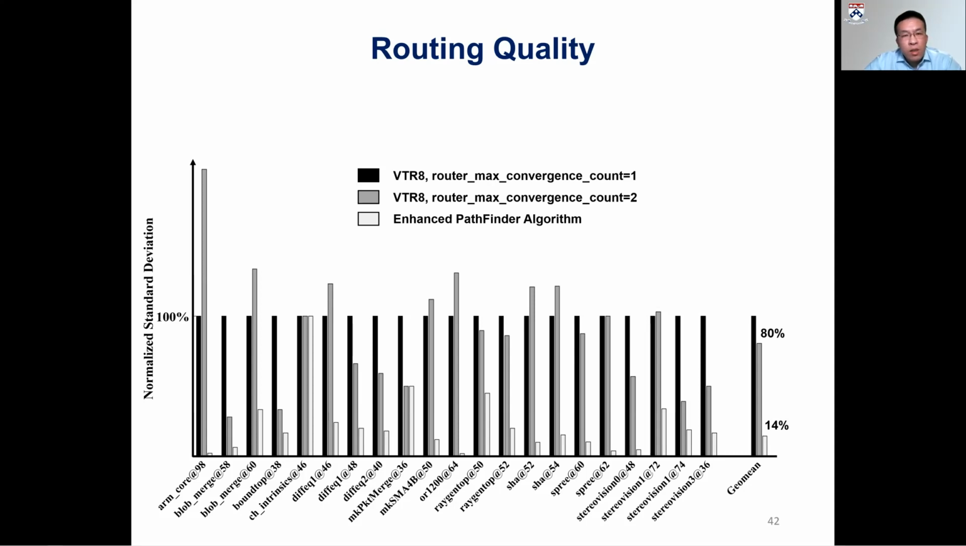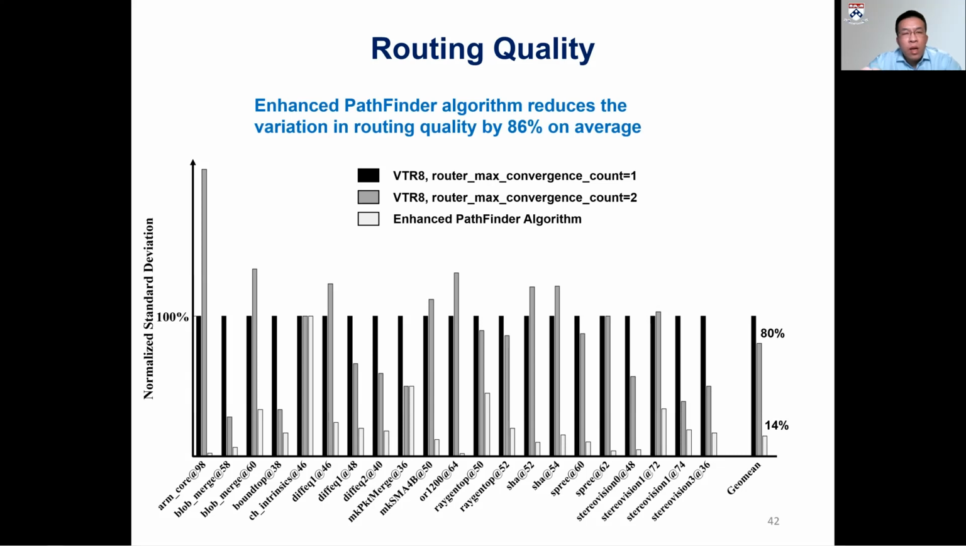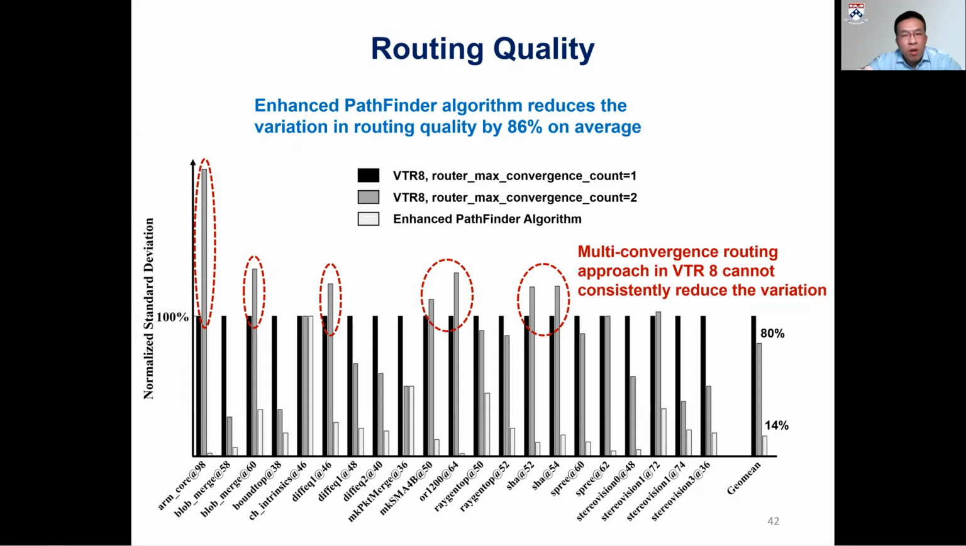We first find that the enhanced PathFinder algorithm can reduce the variation in the routing quality by 86% on average. We also know that VTR8 provides a multi-convergence routing approach to reduce the variation in the routing quality. In our evaluation, this approach can reduce the variation by about 20% on average. But we also find that this multi-convergence routing approach cannot consistently reduce the variation for all benchmarks.